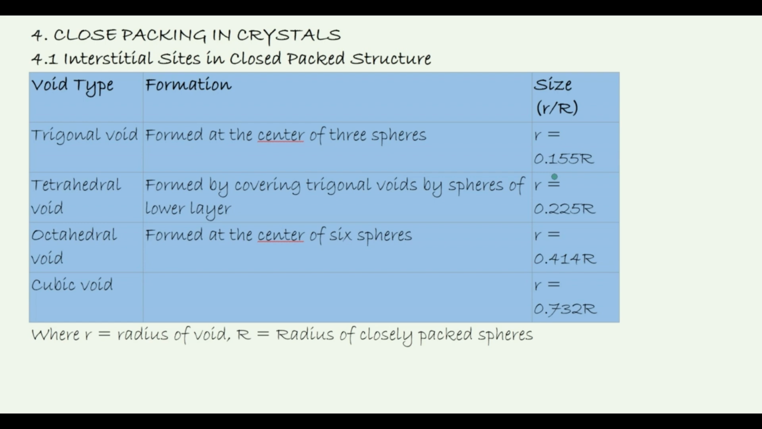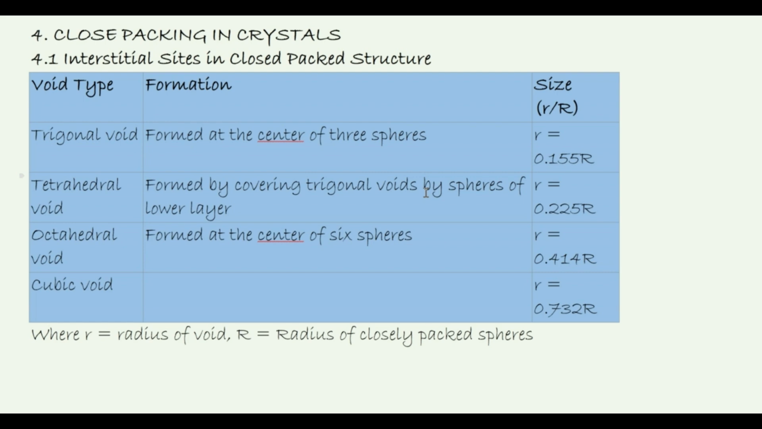Okay, let's get back to the topic very quickly. Close packing in crystals. The interstitial sites in close packed structures. There are 3 types of voids. Mostly we'll deal with 3 only, but there are 4. What are voids? Voids are the empty spaces.